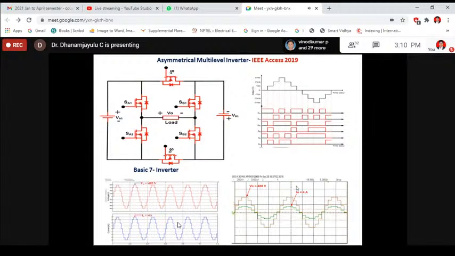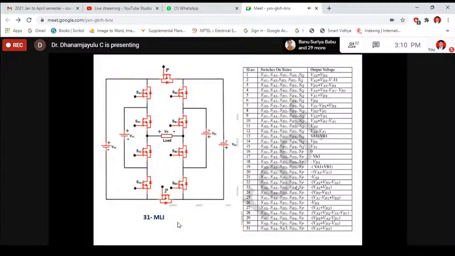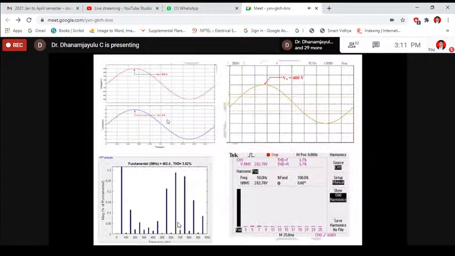Again, by using a basic HB inverter, the basic circuit of the proposed asymmetrical multi-level inverter, I have implemented 31 levels. This is another structure, and based on this are the switching tables. Based on the switching table, we are able to generate gate pulses. These are results extracted from MATLAB. These are the experimental results, and these are the simulation results. This is the simulation THD and experimental THD.